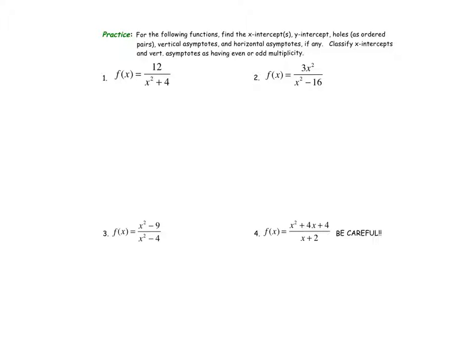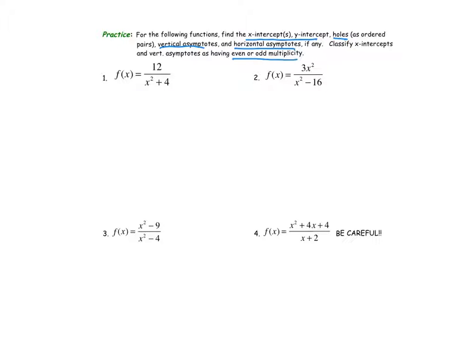Here we're going to practice doing the analysis we've discussed so far, and that is finding x and y intercepts, holes as ordered pairs, equations for vertical asymptotes, and horizontal asymptotes, if any exist. We're also going to classify the x-intercepts and vertical asymptotes as having even or odd multiplicity, which is going to help us with our graphing.